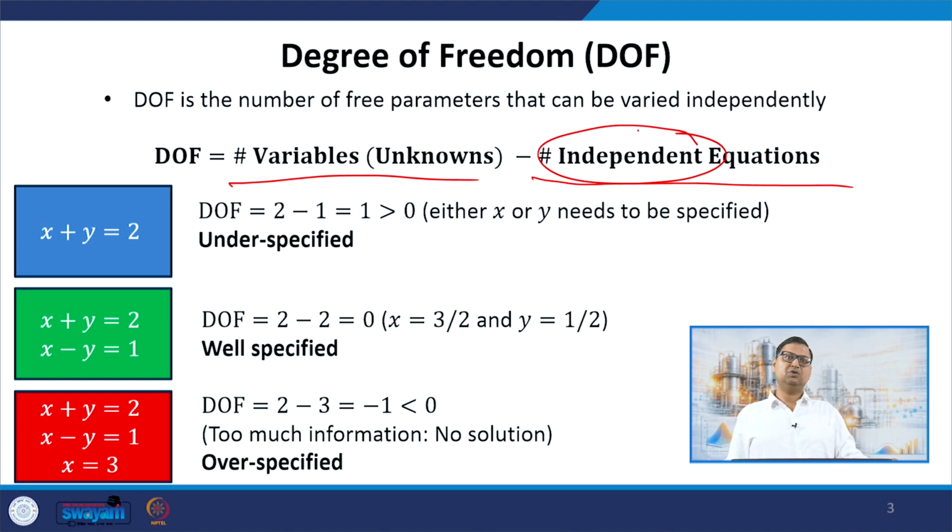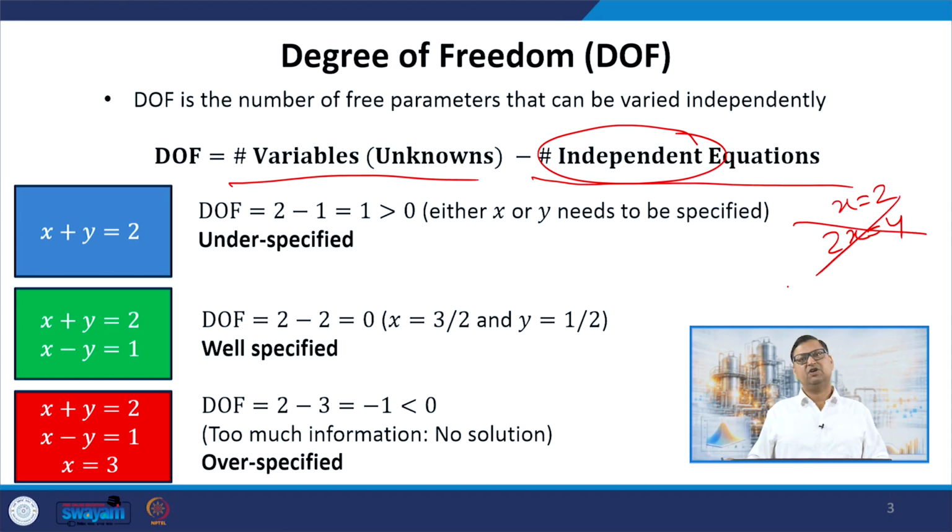If, for example, you have equations which are dependent on each other, that means they can be written as some linear combination of the other equations, then they are not considered independent. Let us take, for example, x equal to 2 and 2x equal to 4. They are the same equations. If I double the first one, I will get the other one, right? So, clearly the number of equations in this case is not 2, but 1.